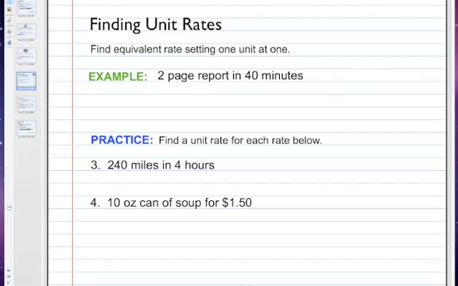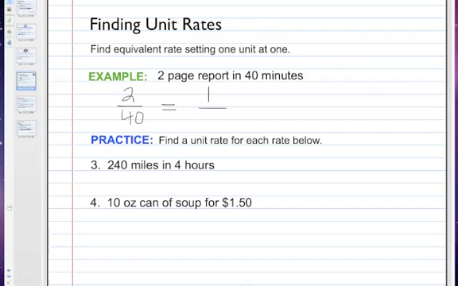Now that you can identify unit rates, it's important for you to know how to find a unit rate. You can find a unit rate by finding an equivalent rate, setting one of the units to be 1. Let me show you how that works. Let's say I can write a 2-page report in 40 minutes. To find a unit rate, I would need to either set the pages to 1 or the minutes to 1. It would be most logical for me to know how long it would take me to write 1 page, rather than to know how much I can write in 1 minute.